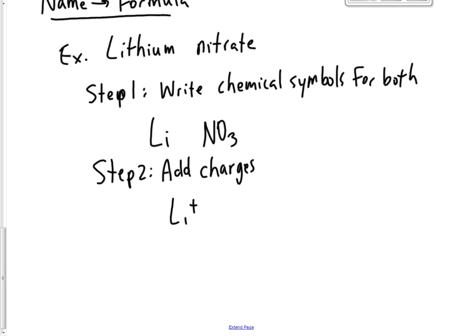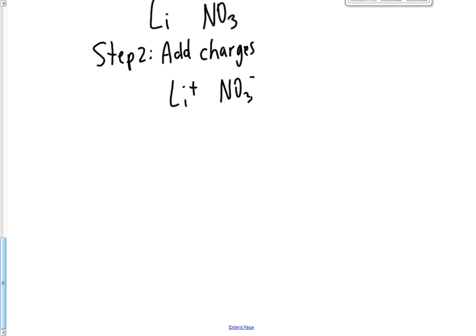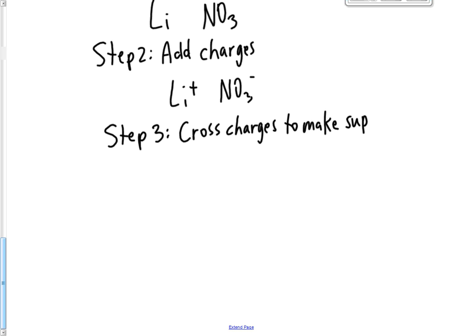Li is a plus because it's in the first column. NO3 is a -1 because that's what's on your list, and that's what it tells you it is. All right, and then step number three is the exact same. You're going to cross the charges to make subscripts.